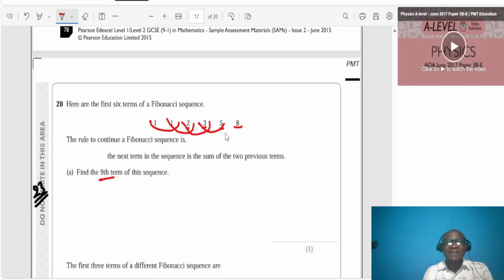Therefore, for the ninth term, now, if I add this 5 and 8, I am going to get what? 13. And if I add 8 and 13, I am going to get 21.